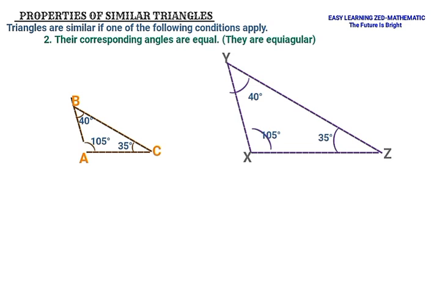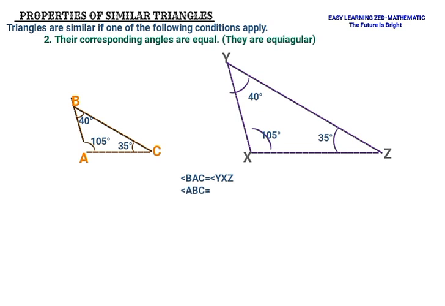Okay, so these are the two triangles which I've drawn, and you can see their corners B, A, C, and X, Y, Z there. When you look at these angles, they are corresponding angles. When you look at angle BAC, which is 105 degrees, and angle YXZ, which is also 105 degrees, these two angles are equal.